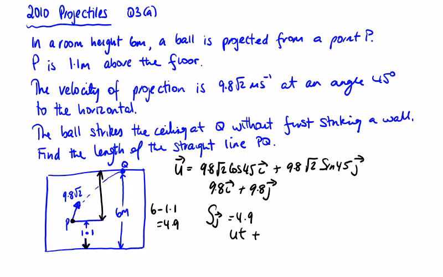So I use ut plus a half at squared. I'm going to get 9.8 t, so I can find the time taken to get there. And that will be minus 4.9 t squared will be equal to the displacement 4.9.